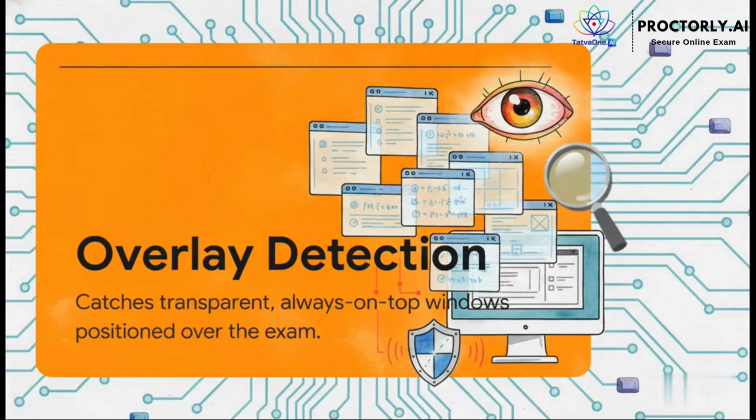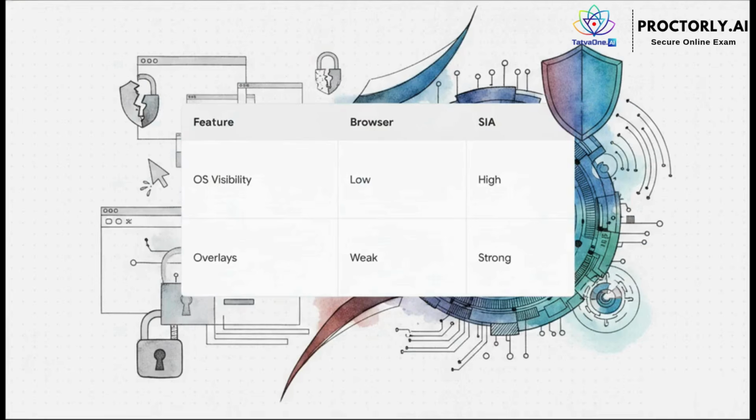And then we have overlay window detection. Honestly, this might be the hardest cheating technique to catch by any other means. Students use these transparent, always-on-top windows to float their notes or AI-generated answers directly over the test itself. Because SIA is monitoring the system level, it catches those invisible floating windows dead to rights. Let's move on and see how this builds a complete picture.